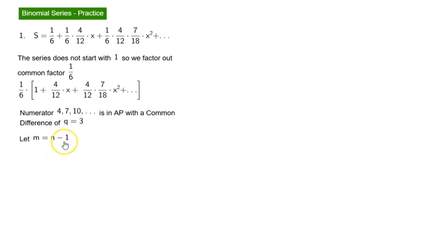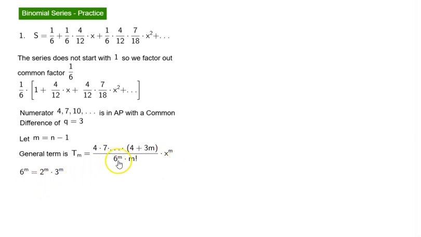Let m be equal to n minus 1. So the general term is t sub m is equal to 4 times 7 times and so on up to 4 plus 3m divided by 6 to the power of m times m factorial times x to the power of m. The reason we took m equal to n minus 1 is to make sure that this power is the same as the power of x.